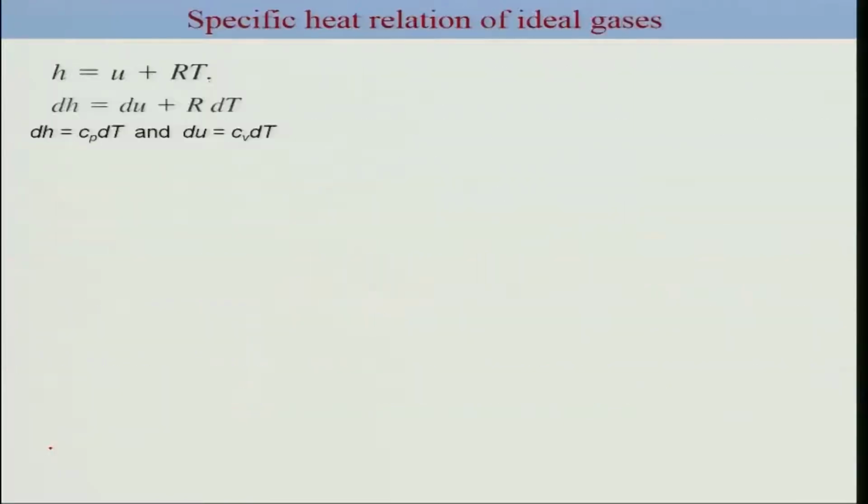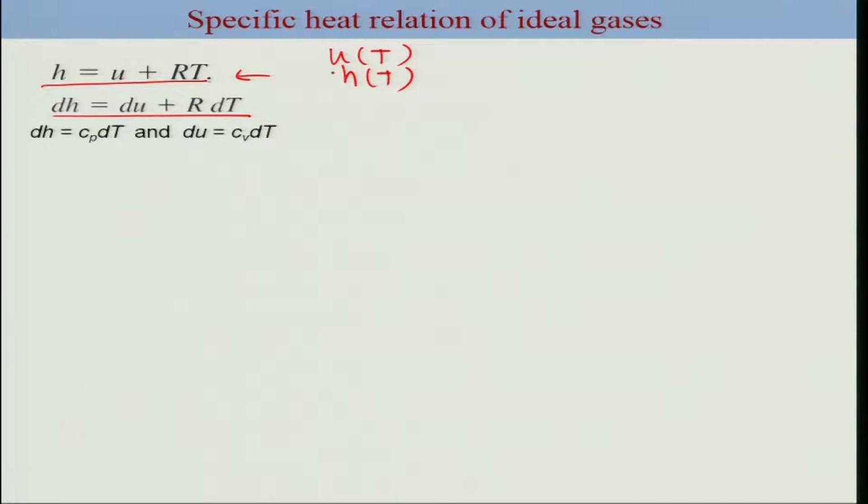Okay, so let me summarize what we have learned about specific heat relation for the ideal gas. We know from the definition that h is equal to u plus RT. We already defined that for an ideal gas, u is a function of only T and h is a function of only T. So if you take a derivative of this expression, you obtain dh is equal to du plus R dT.